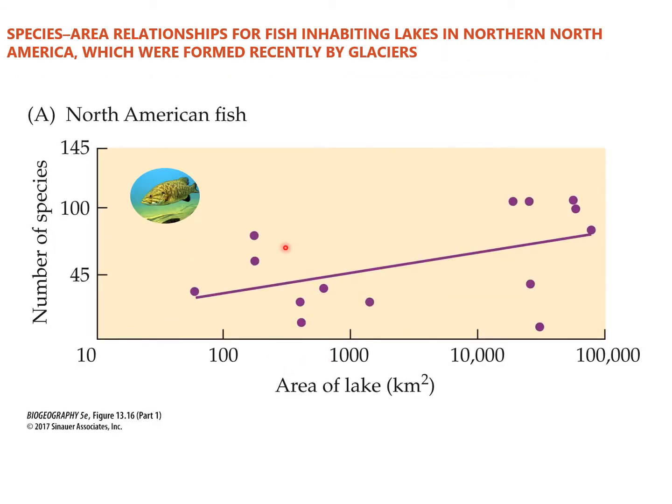Here we're seeing species area relationships for fish inhabiting the lakes of northern North America. Again, very similar. If you look at the area of the lake, you can see that the number of species increases as the area of the lake increases for fish species.